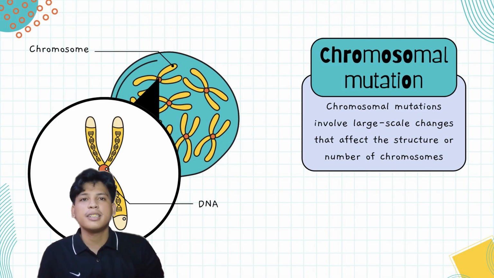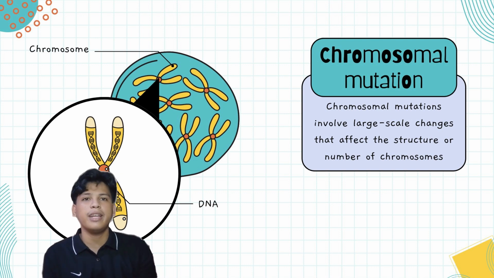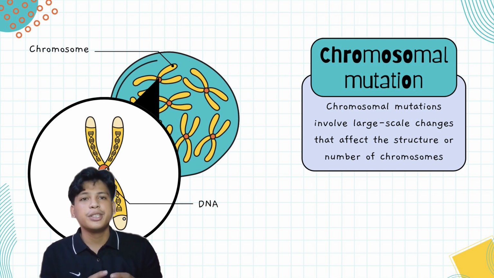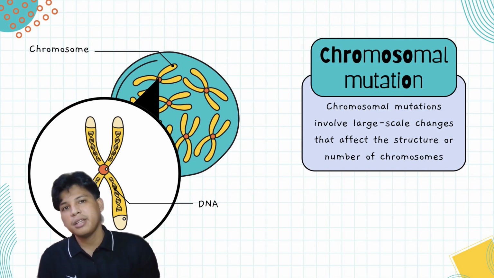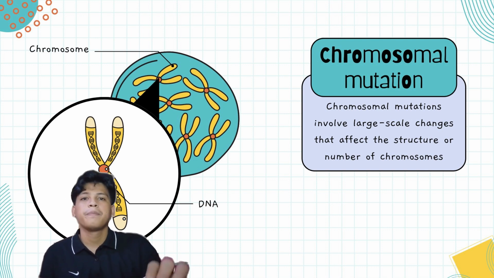So, chromosomal mutation involves large-scale changes that affect the structure or the number of chromosomes. These mutations are more significant than point mutations because they can involve an entire section of DNA or even whole chromosomes. Such mutations can occur during cell division, when the chromosomes are not copied or distributed correctly, leading to a disorder or changes in an organism's physical and biological traits.